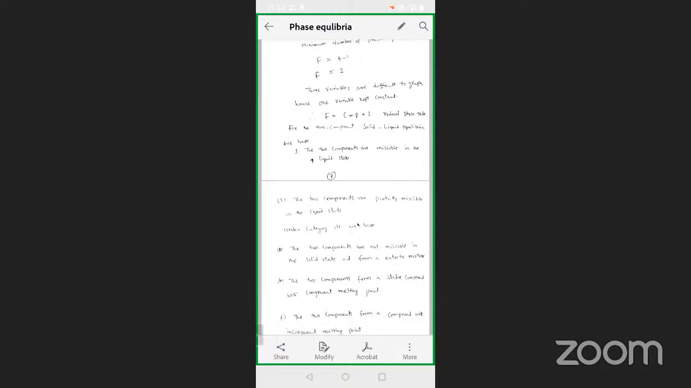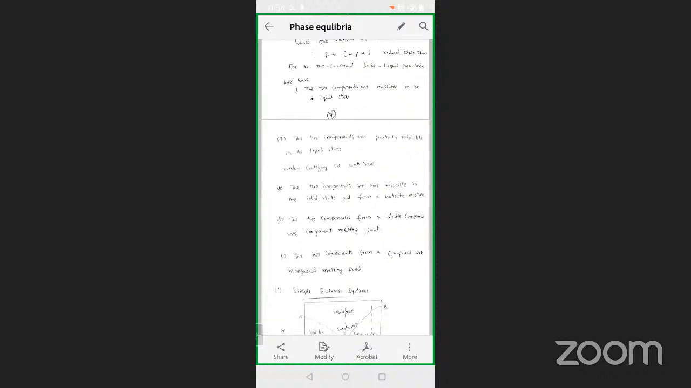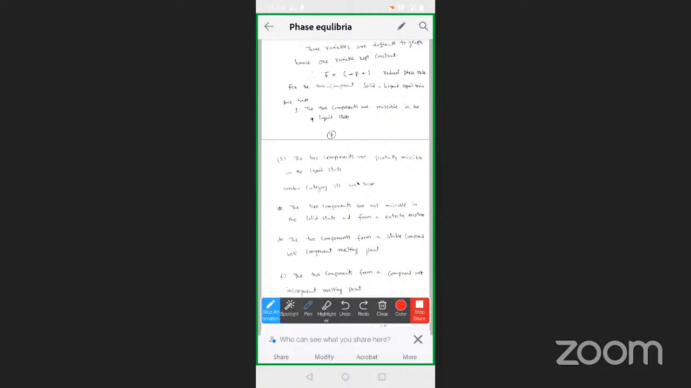First category, we again have different categories, A, B, C. The two components are not miscible in the solid state and form a eutectic mixture. The two components are miscible in the liquid state. Again, the category is that the two components are not miscible in the solid state and form a eutectic mixture.